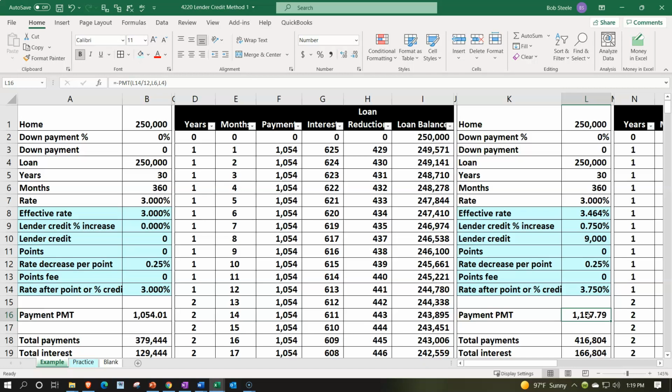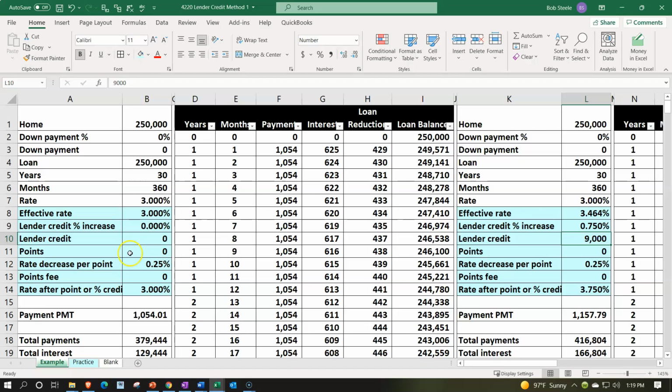Now, in exchange for that, you would have an increase in the rate. So if you need more cash up front to get things done, you might say, okay, is it possible for me to accept a higher rate, and in exchange, have you give us this credit that we can then apply towards the closing costs? And that's going to be the concept here.